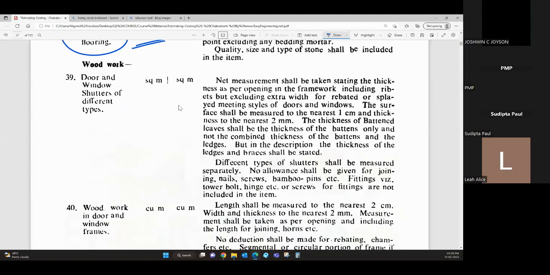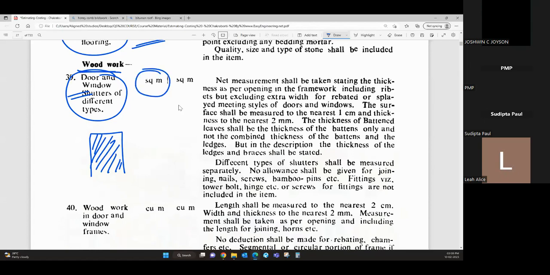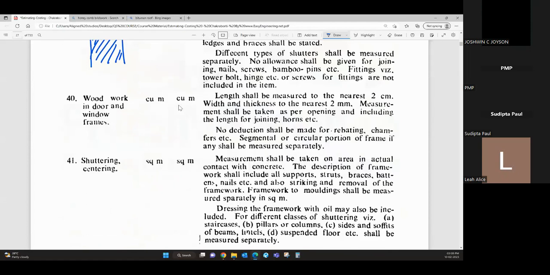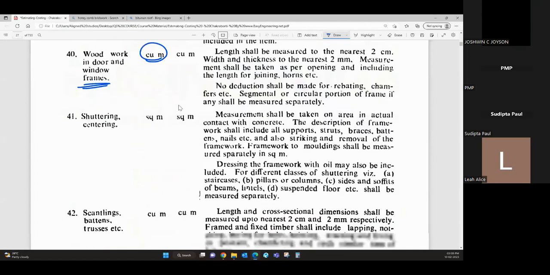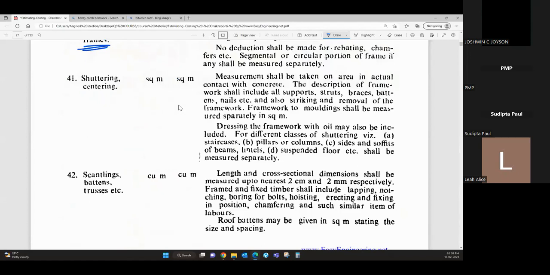Okay. Now, if I have to do something on woodwork, so let's say panel or shutter boards. What is a panel or shutter? Now, when you have a door, a door has a frame, and this inside thing is a panel or a shutter. So this shutter is calculated as square meter. But at the same time, when you do the frames, this outer frame, this is considered in cubic meter. Now shuttering for reinforcement works or RCC works, you need to do shuttering. So shuttering is considered in square meter.